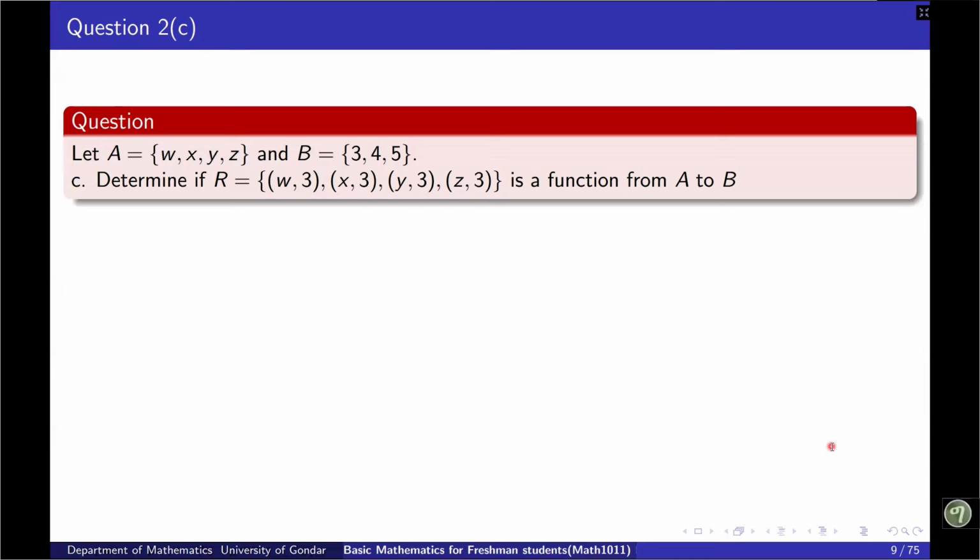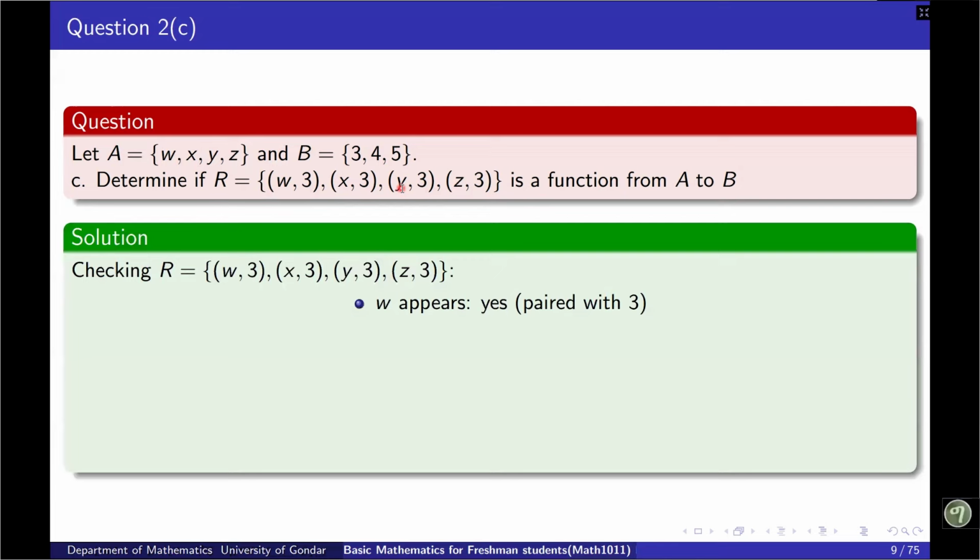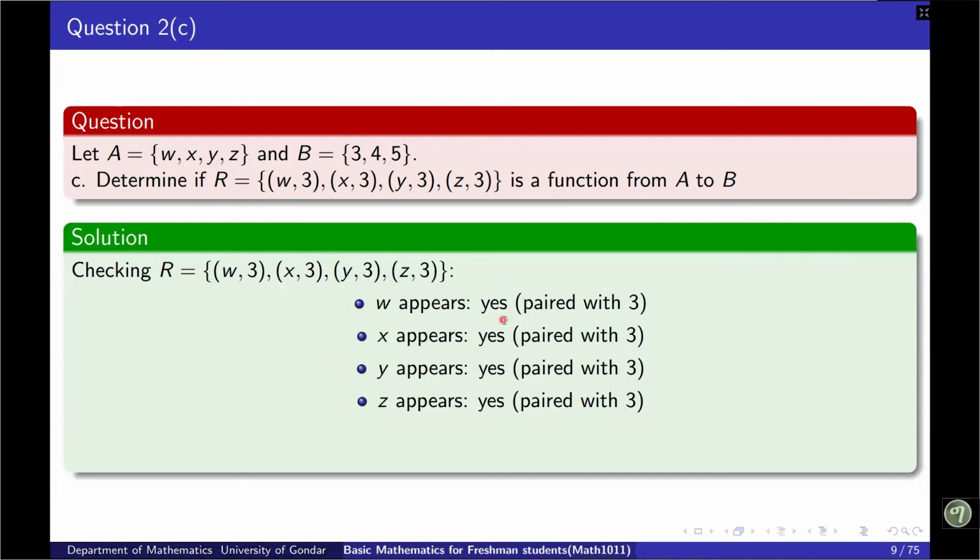The next one, the relation R is given to be this: (W,3), (X,3), (Y,3), and (Z,3). And we're asked to justify whether this relation is a function from A to B or not. When you check whether each and every element of A has an image within B, W appears paired with 3, X also appears paired with 3, Y also appears paired with 3, even Z appears paired with the same element, simply 3.